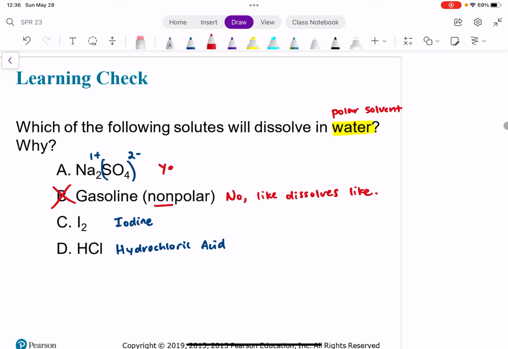So let's say yes, because ionic. All right. What about, and I'll put a little check mark. What about iodine? What do you think for that?